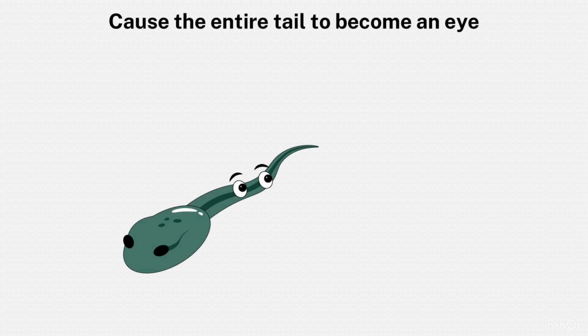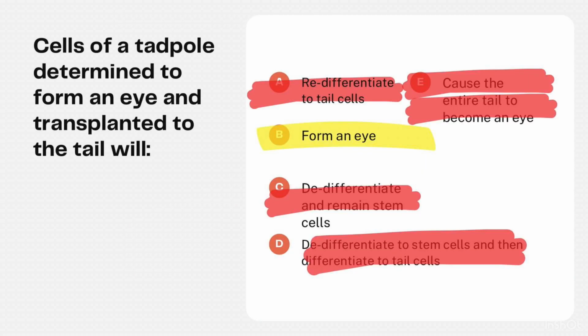So let's look at E, cause the entire tail to become an eye. This is wrong because even if the transplanted cells were able to form an eye, it would only be a small isolated region of the tail. The rest of the tail would still be composed of tail cells and would not be transformed into an eye.